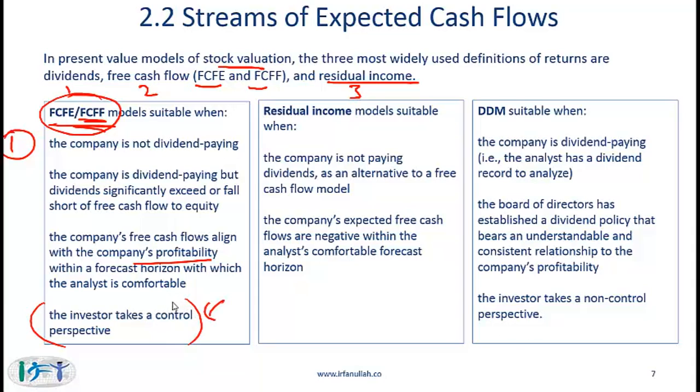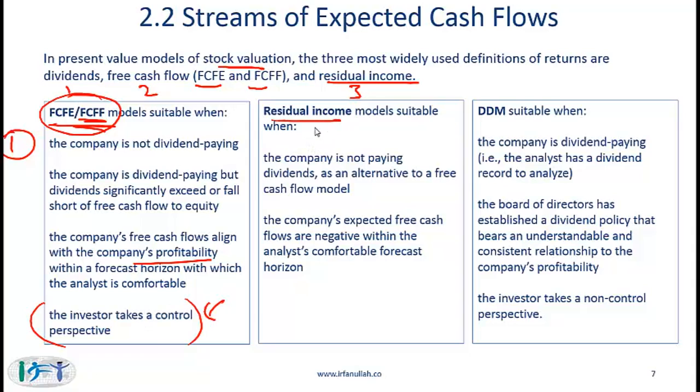The idea being, if you are a large company taking over another company, you can then possibly control the dividends. You can decide to pay more dividends or less dividends. And if you are going to change the dividends, then it doesn't make sense to use the dividend discount model. Then it makes sense to use the free cash flow model from which the dividends will be calculated.